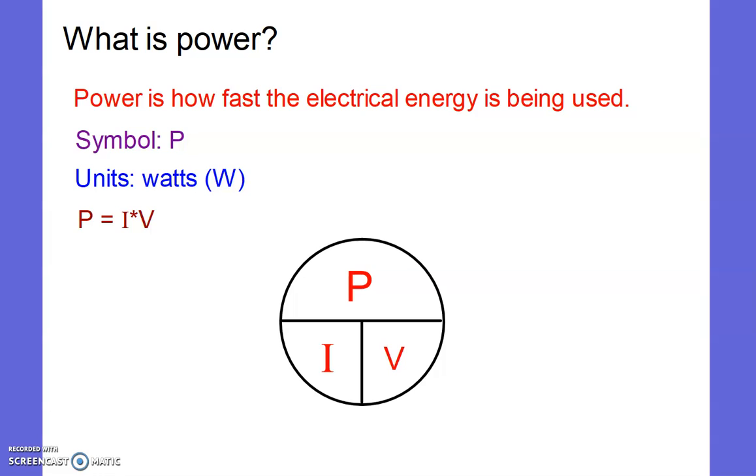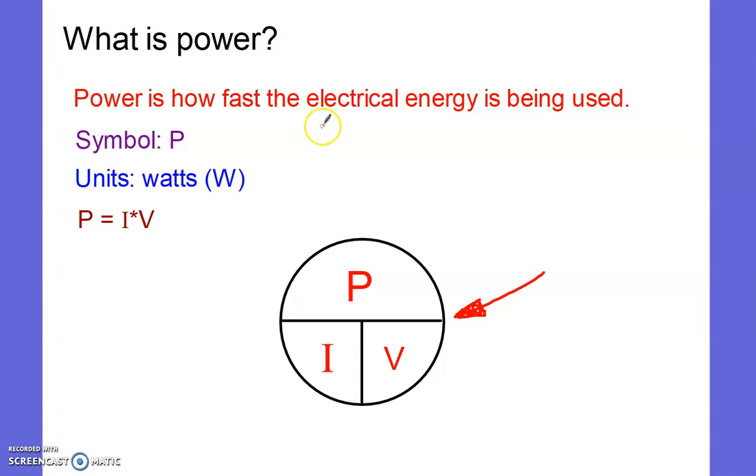Our equation is that the power is the current times the voltage, or drawing it like our circle here when we do our formulas to make the math a little easier. We have P for power, I for current, and V for voltage.